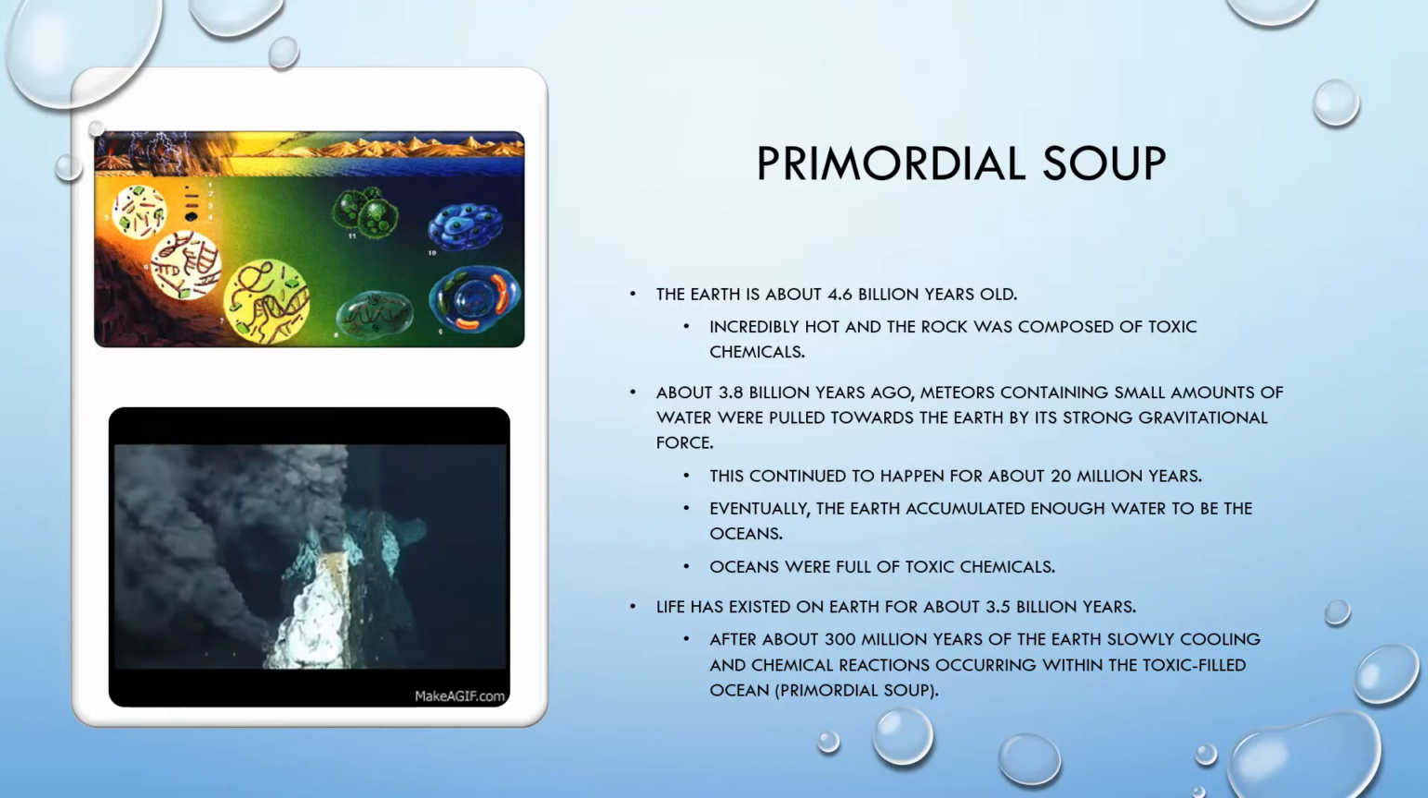And because the ocean isn't just water itself, it was water with all of these toxic chemicals in it, that is known as primordial soup, because it had more of a soup-like viscosity to it as opposed to just regular water. Now, life has existed on Earth for about 3.5 billion years. So it took about 300 million years of the Earth slowly cooling and chemical reactions occurring within the toxic-filled ocean, or primordial soup, for life to actually come into existence.